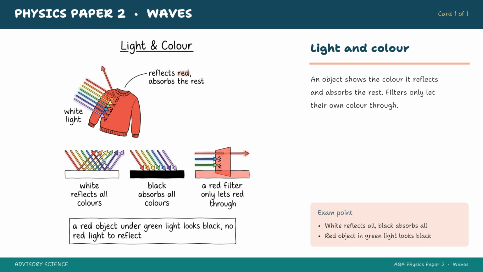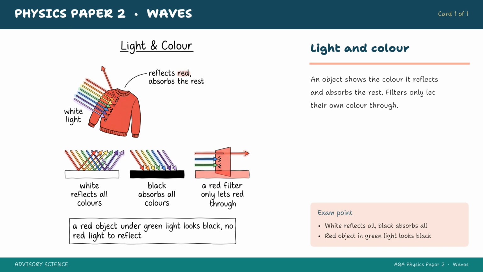Filters let some colours through and absorb the rest. A red filter only allows red to pass through. In the exam, a red object under green light looks black because there's no red light for it to reflect.